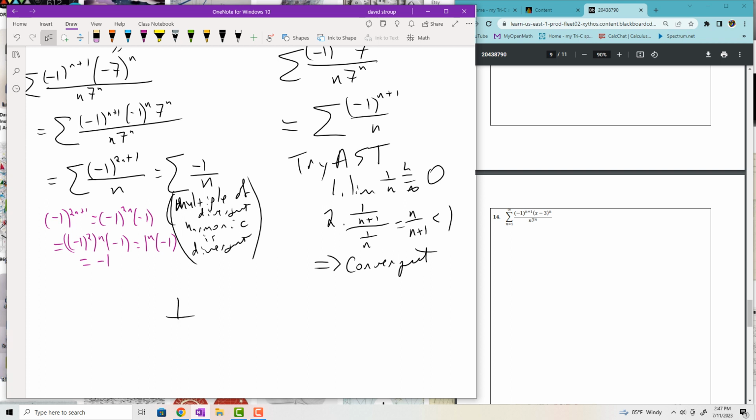Okay? So at the end of the day, the IOC, the interval of convergence, is going to go from -4, not including -4, all the way up to 10, but including 10.